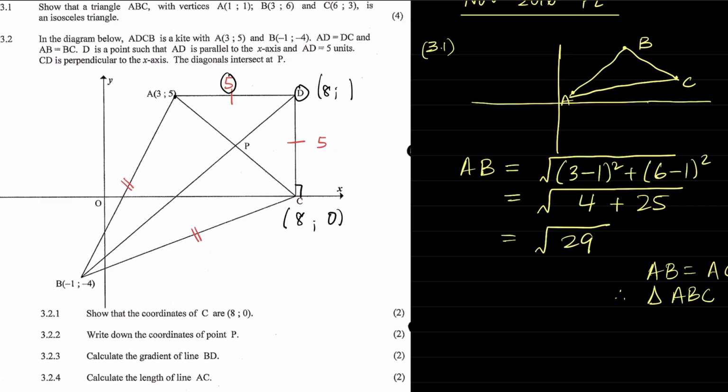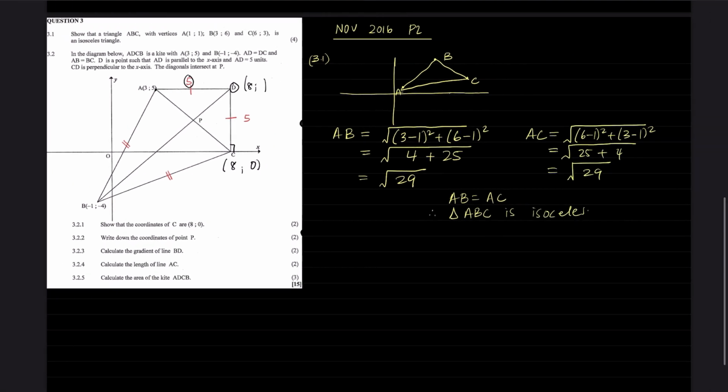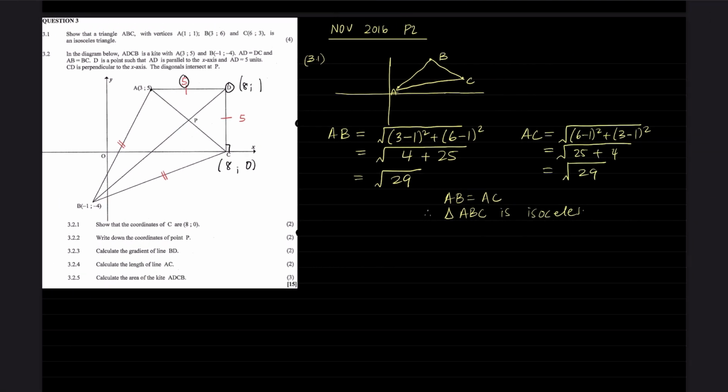And that's it. Show that the coordinates are 8 and 0. All we needed to do here is say, 3.2.1, C lies on the x-axis, therefore y equals 0. And then we can say that 3 plus 5 and 0 is the coordinate for C. C is going to be 8 and 0.